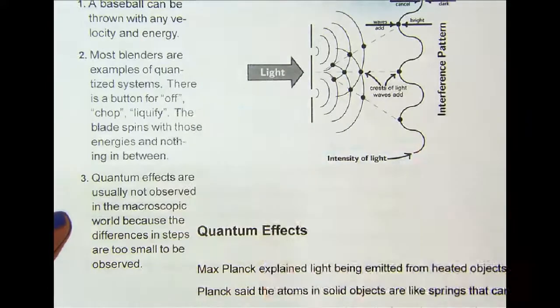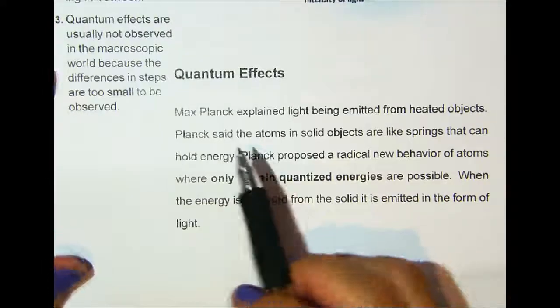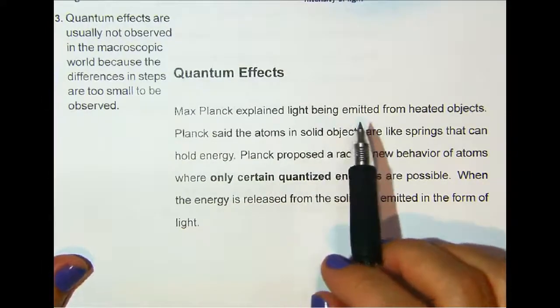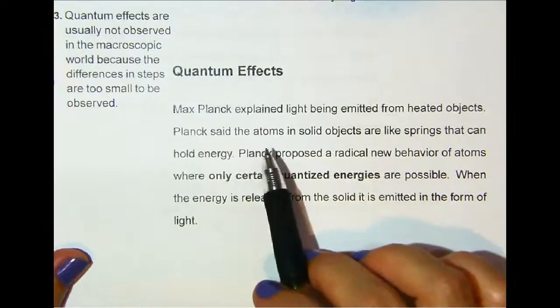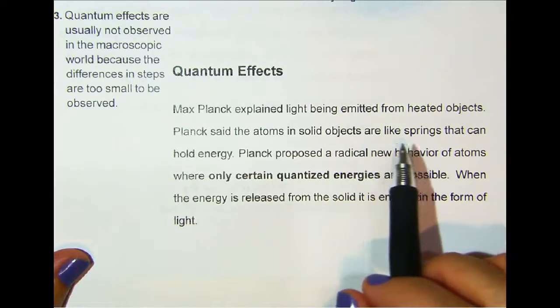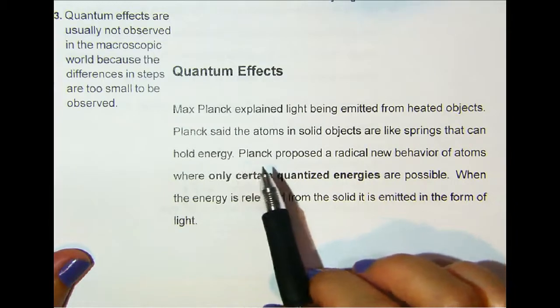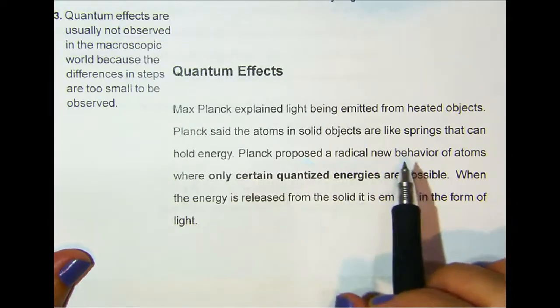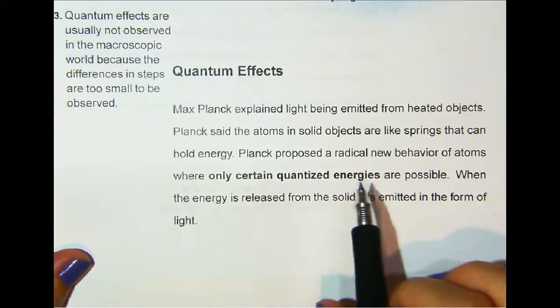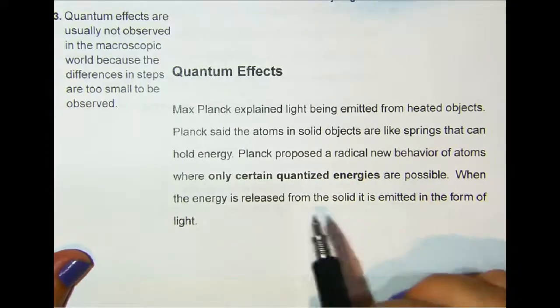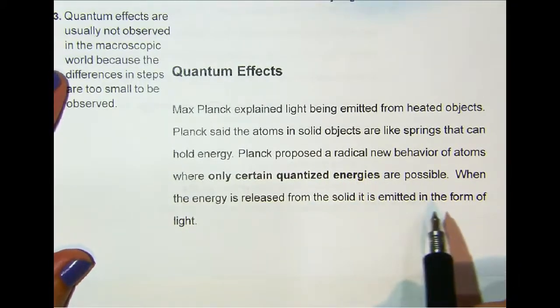So, quantum effects. Max Planck explained light being emitted from heated objects. Planck said the atoms in solid objects are like springs that can hold energy. Planck proposed a radical new behavior of atoms where only certain quantized energies are possible. When the energy is released from the solid, it is emitted in the form of light.